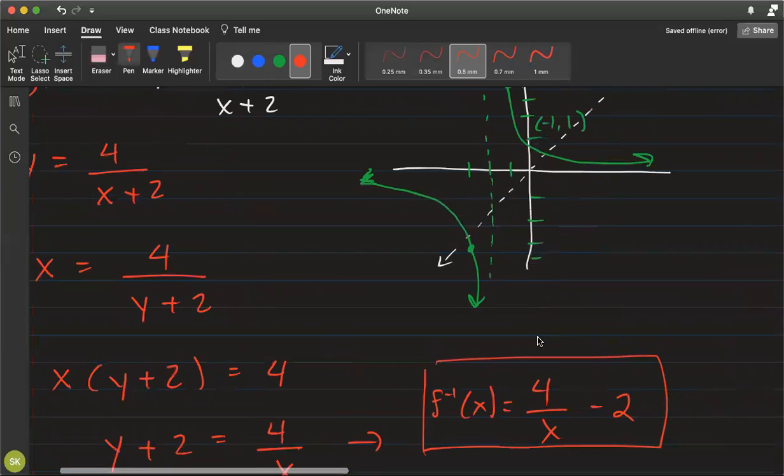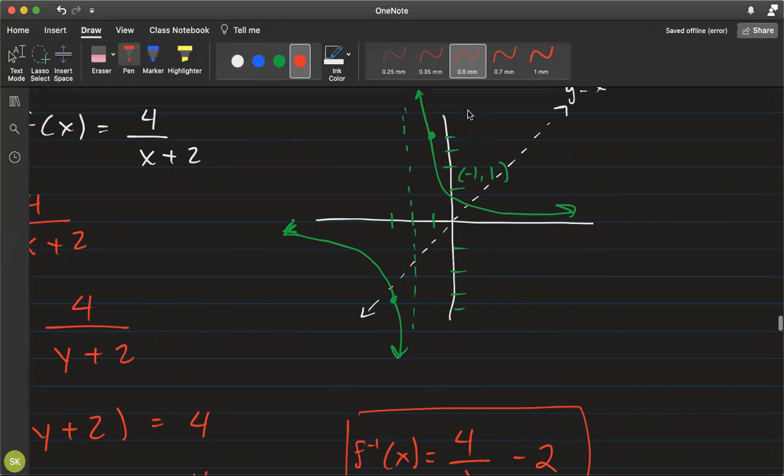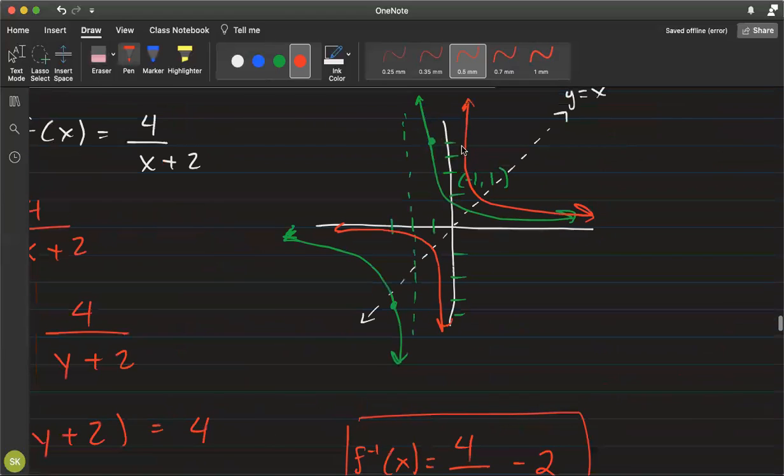Okay, so maybe we can sketch this. Let's think about this function. This looks like the function 1 over x. I'm going to start graphing in red. So we said the function 1 over x looks something like this. And then what we do to get this one is we need to multiply it by 4, which is the same thing as stretching like we did here. So I'm going to stretch it like that.